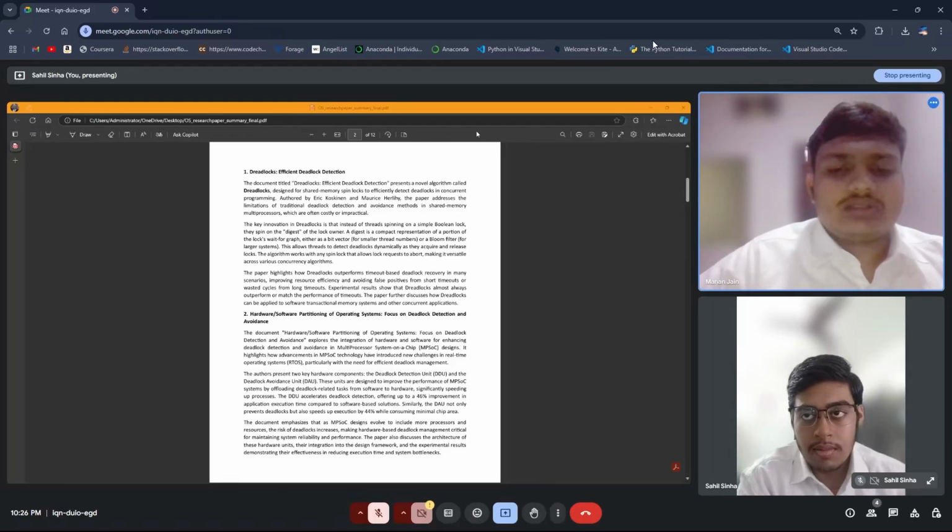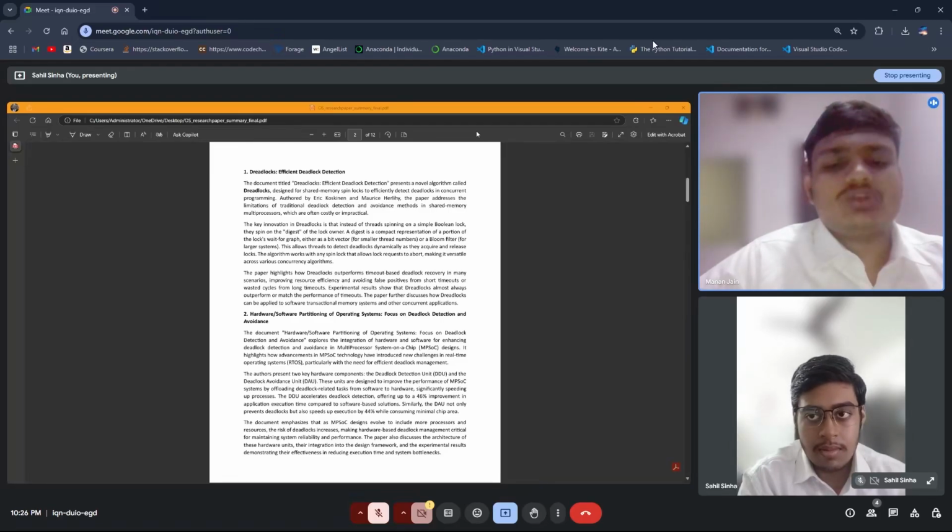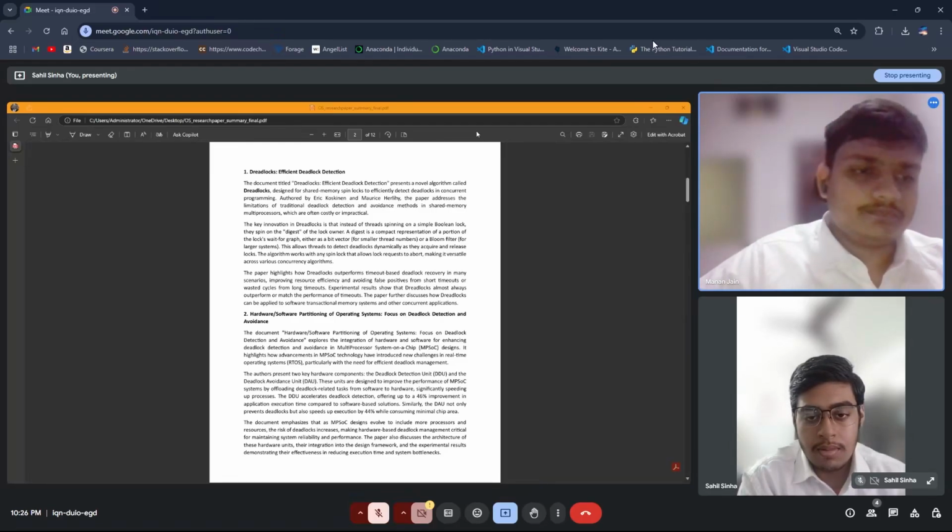Experiment tests demonstrate that it matches or exceeds the performance of older detection methods. The algorithm has potential application in software transactional memory systems, offering wider utility.